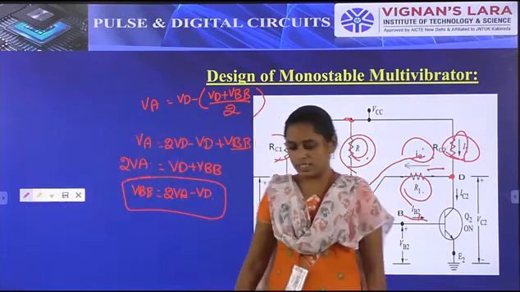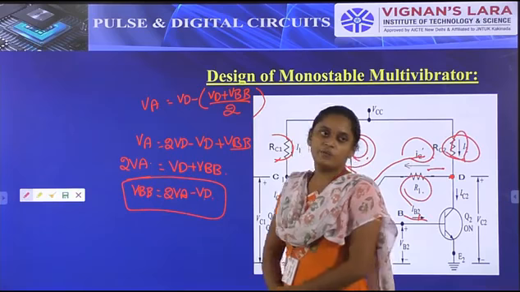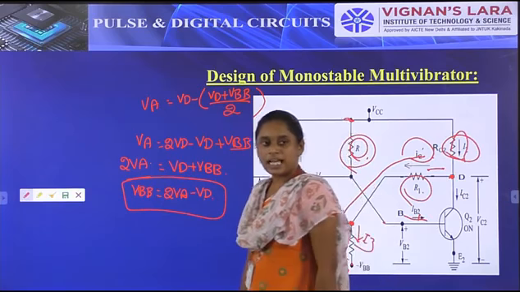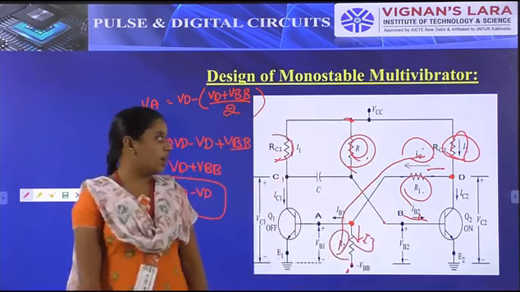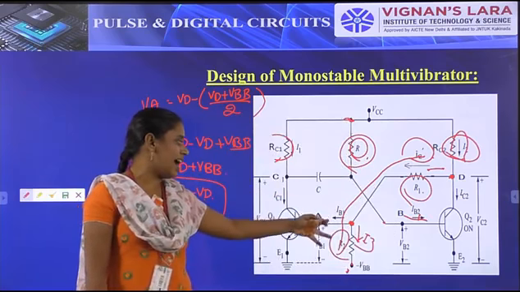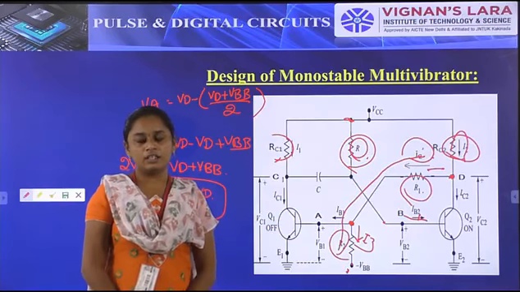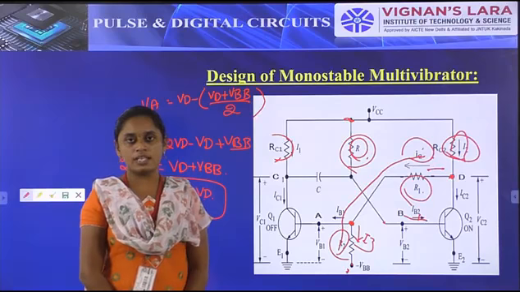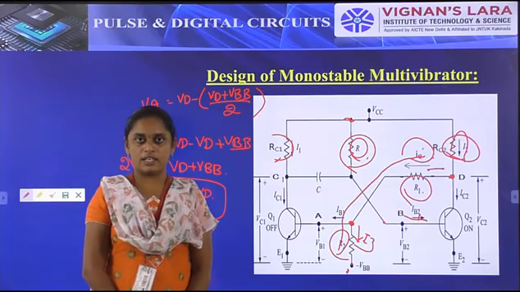So we have to check the condition for how to find this VBB. In the next class we will discuss how to find the resistors R1 and R2, and one more problem regarding this concept. Thank you.